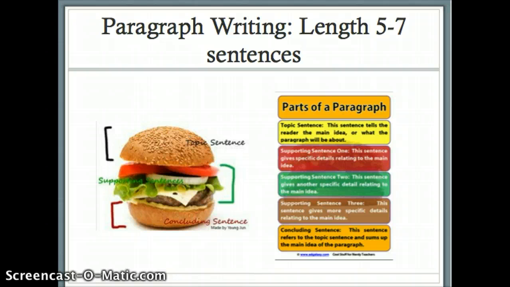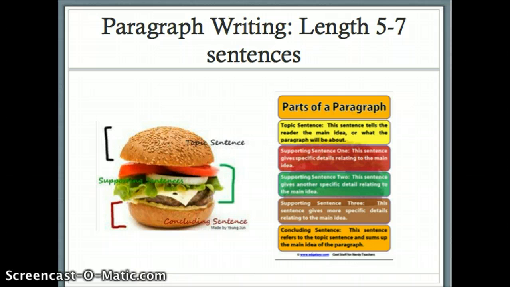So if we break down any piece of writing, we think in terms of the organization or structure of a piece of writing, we think about paragraphs. So these are some of the basic units of a piece of writing. I like to use this hamburger metaphor, this chart, to illustrate the qualities of a paragraph.